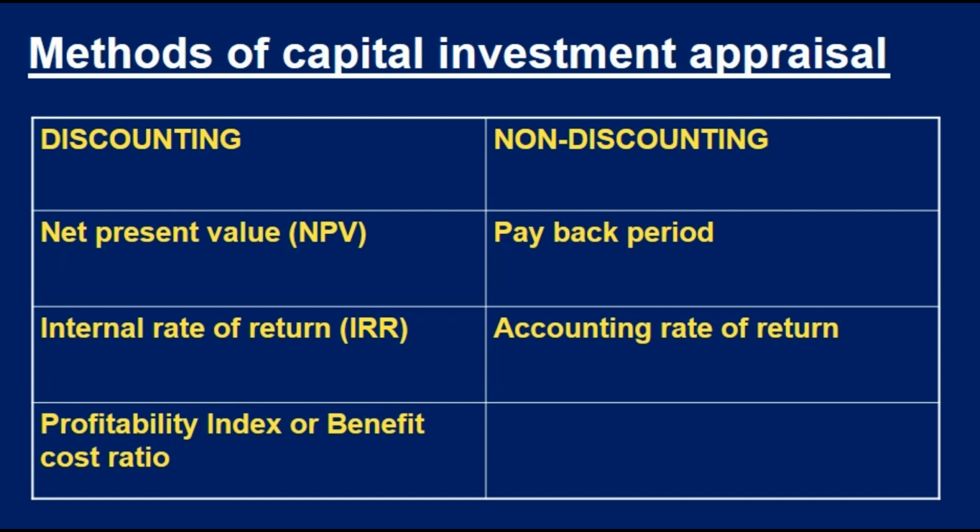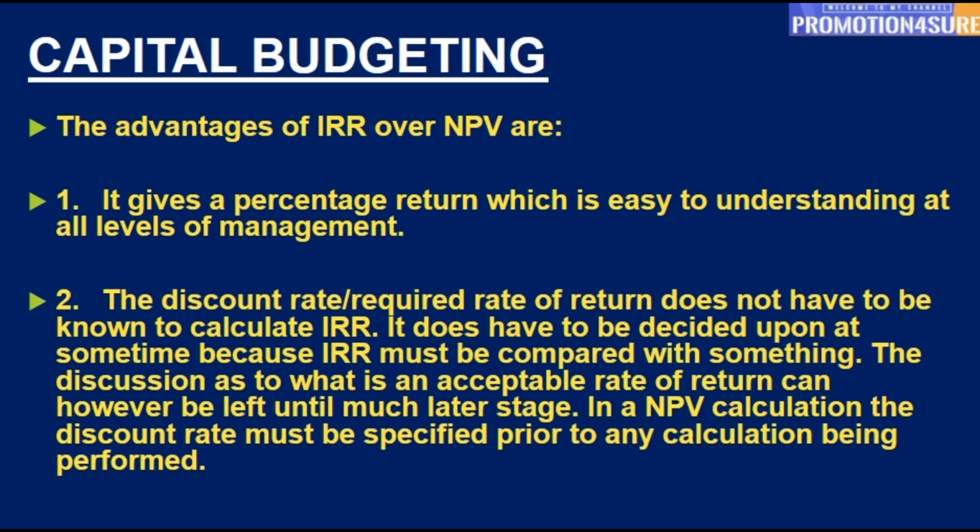Now, methods of capital investment appraisal. There are basically two methods, discounting and non-discounting. In the discounting method, net present value is calculated, internal rate of return is calculated, and profitability index or benefit cost ratio. In the non-discounting method, payback period and accounting rate of return.